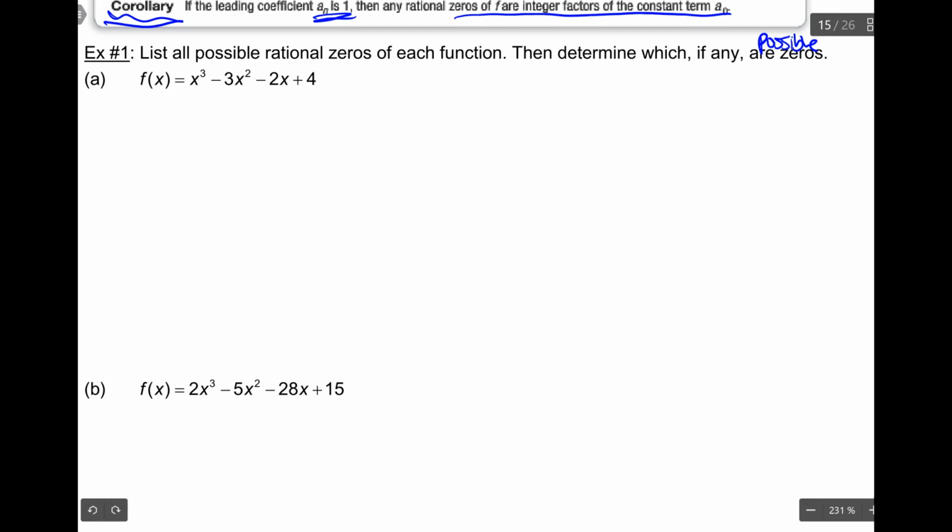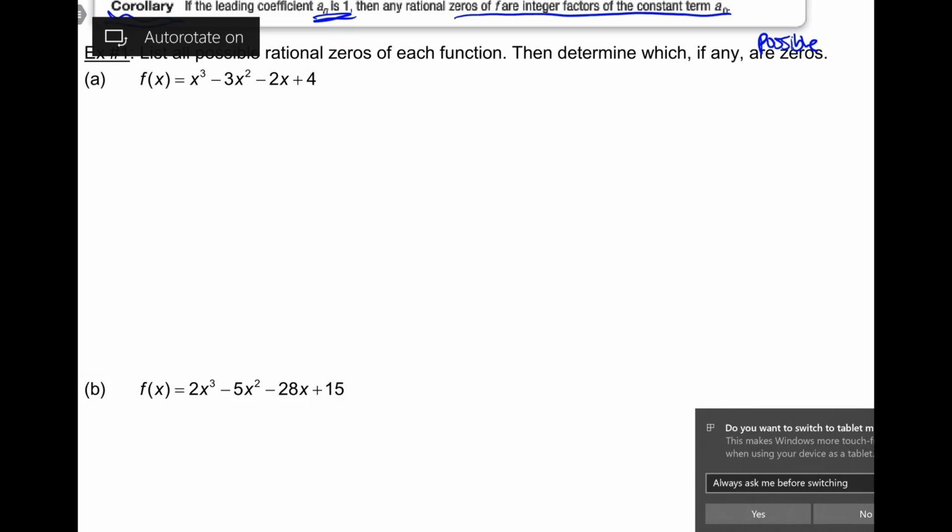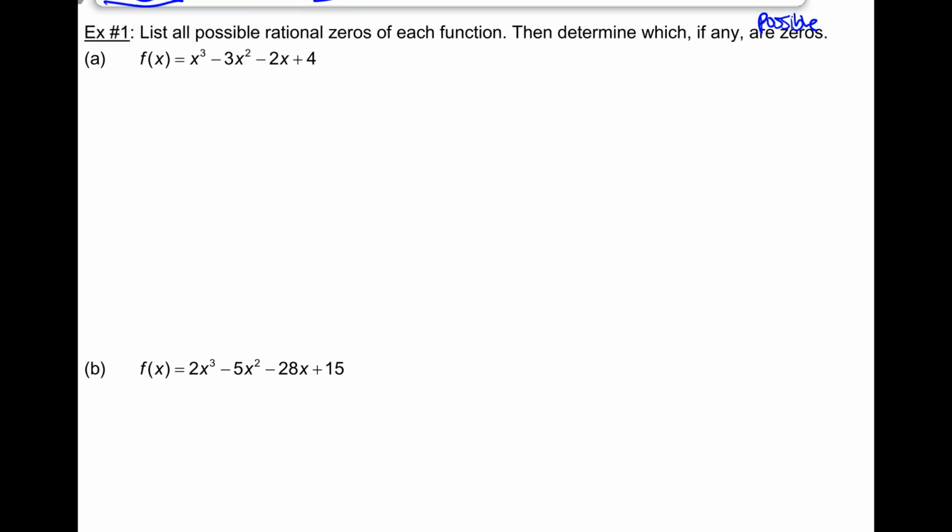First let's find what our p and our q are. My p is the integer factor of the constant term a0. My q is the integer factor of the leading coefficient. I don't see a number here, but secretly we know the coefficient is 1, so that's my q. Then we want to put p over q, listing every factor of p over every factor of q.